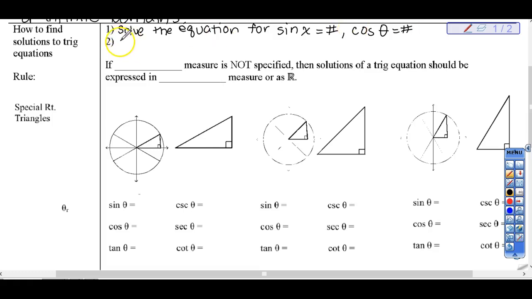And then step 2, you find, well, what was the word I used here? I want to use the same word I used before. Sorry, give me a sec. Values, that was the word I wanted to use, of x or theta or whatever that satisfy the equation.